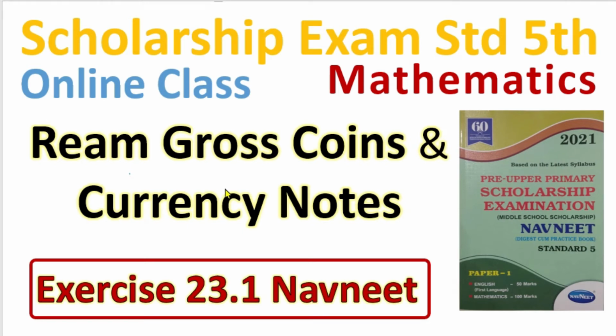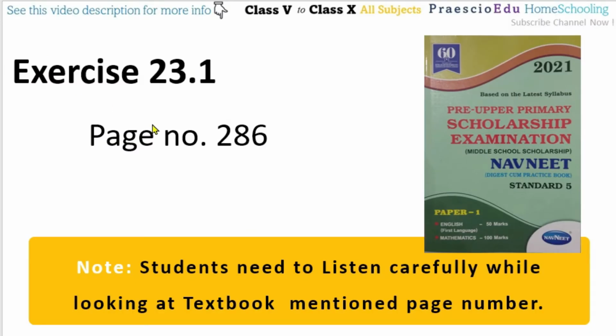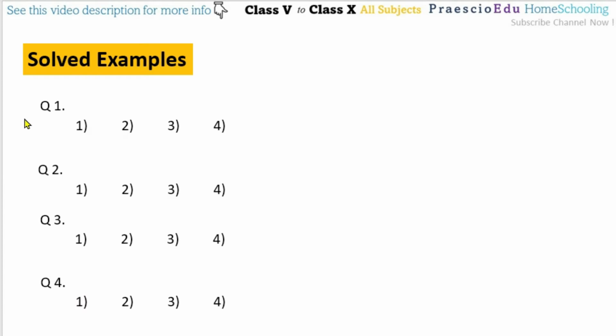This is Scholarship Exam Standard 5th online class, subject Mathematics, and the topic is ream, gross, or we can say the paper measurements, and then coin and the currency notes. So in this video, we are going to cover the exercise 23.1, which is available in our Navneet Digest on page number 286. Before this one, on page 285, there are some solved examples, so we will make the overview for this one.